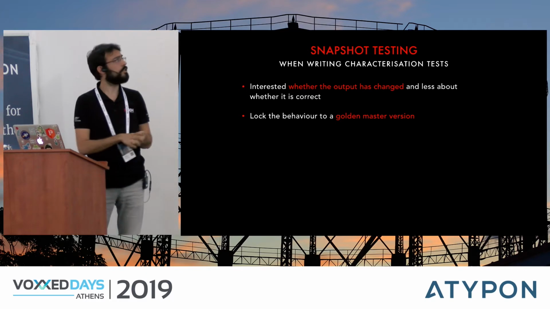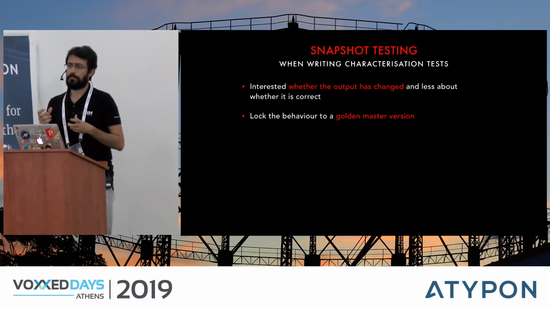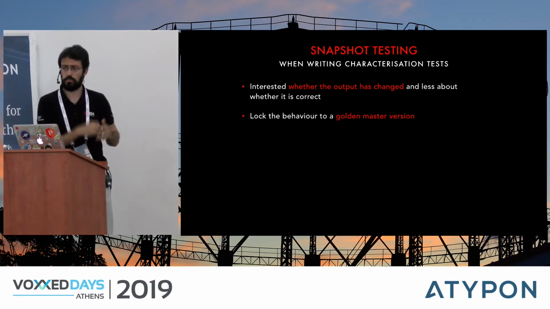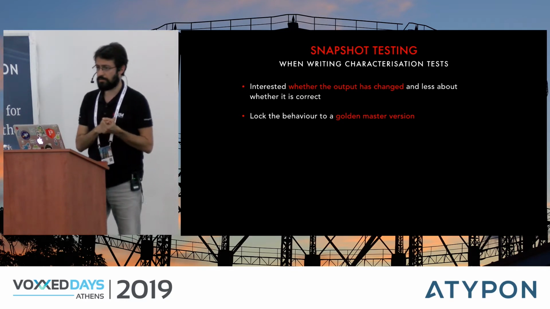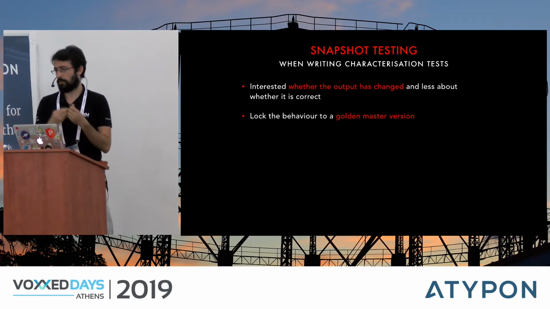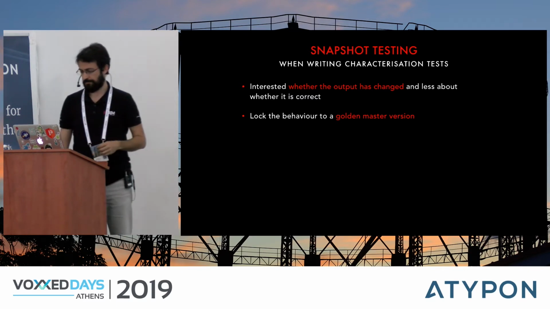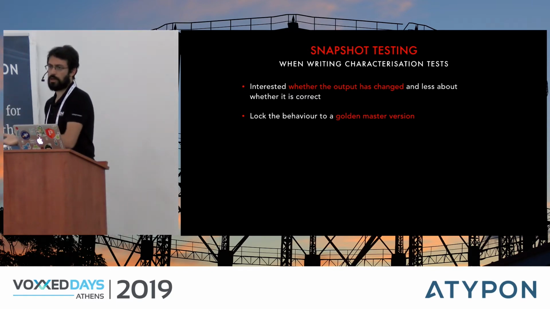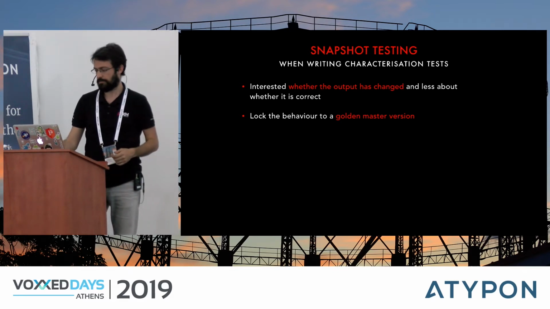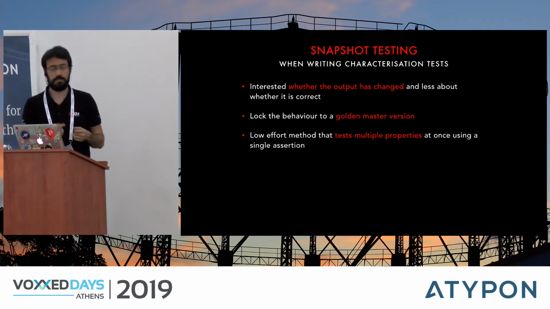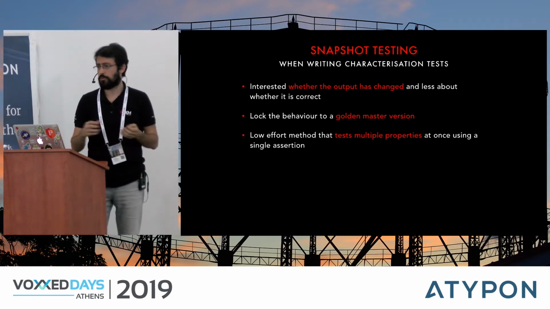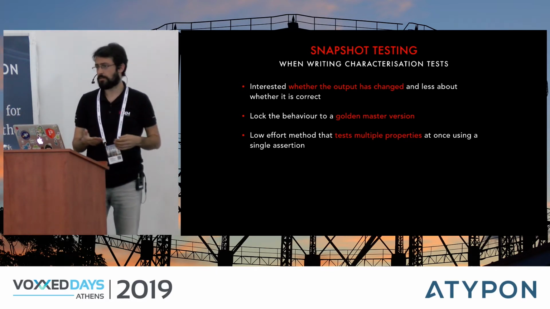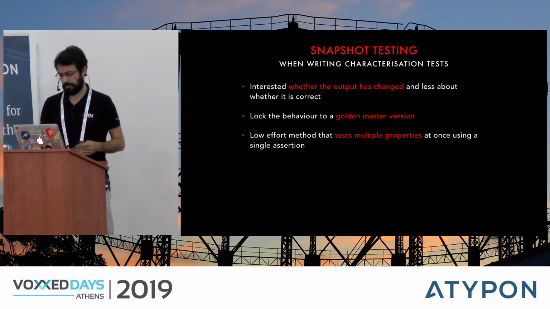One would write a characterization test when he wants to refactor actually untested code. So what he basically wants to do is to lock the system to its current behavior and then track if the refactor he did produced any changes. So you don't care about whether the behavior is good, but you want a way to track if your refactor produced any changes. And because snapshot tests allow you, without any effort, to test multiple properties with a single assertion, that makes it super, super fast to lock the behavior when you write characterization tests.